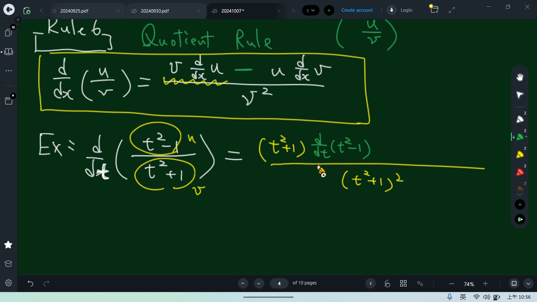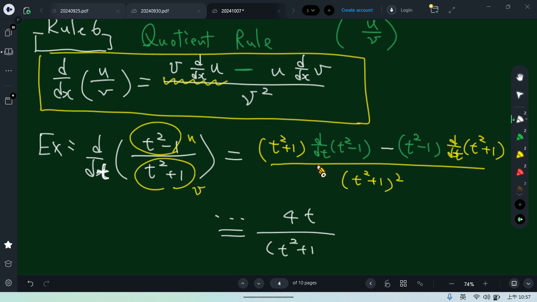Then minus, we keep T squared minus 1, but differentiate the first term, T squared minus 1 plus 1. And after some calculation, you can simplify it as this result. So I just skip this part. For you, I believe if you carefully derive it, finally you can get a result.